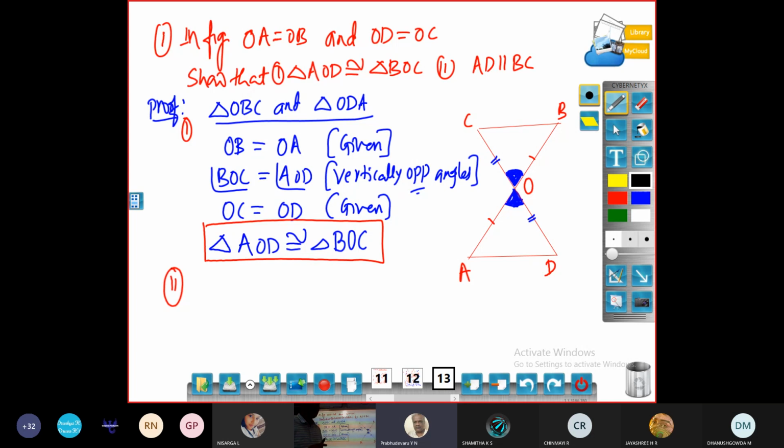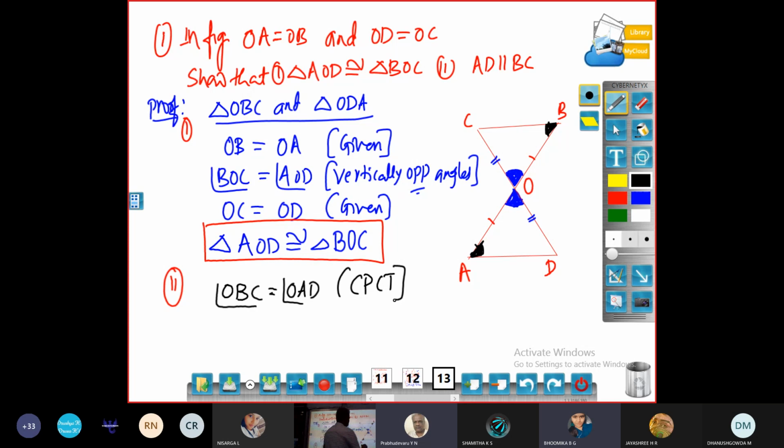Here you can find the alternate angles. See here, angle B will coincide with which angle? What is the corresponding angle of B? Sir, angle A. A is the corresponding part here. So I can write these two angles are equal. See, angle OBC is equal to angle OAD. Because of CPCT. What is the meaning of CPCT? Sir, corresponding parts of congruent triangles. Okay.